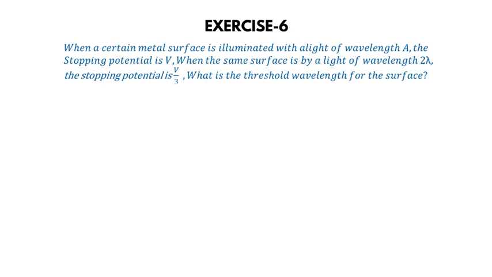In exercise 6, when a certain metal surface is illuminated with light of wavelength λ, the stopping potential is V. When the same surface is lit by light of wavelength 2λ, the stopping potential is V/3. What is the threshold wavelength for the surface?